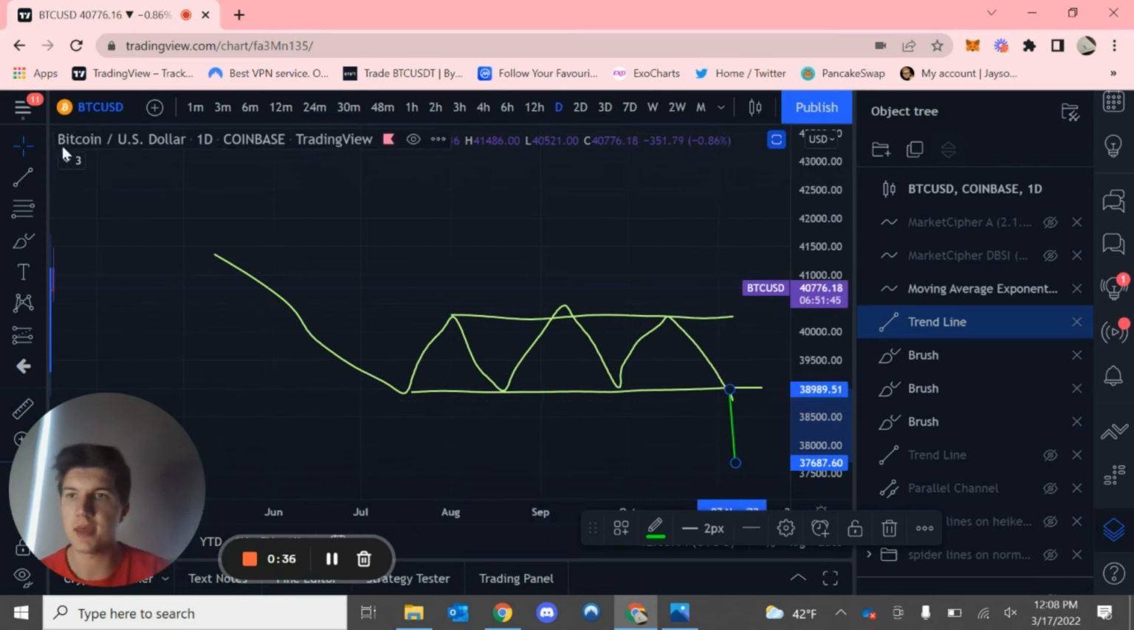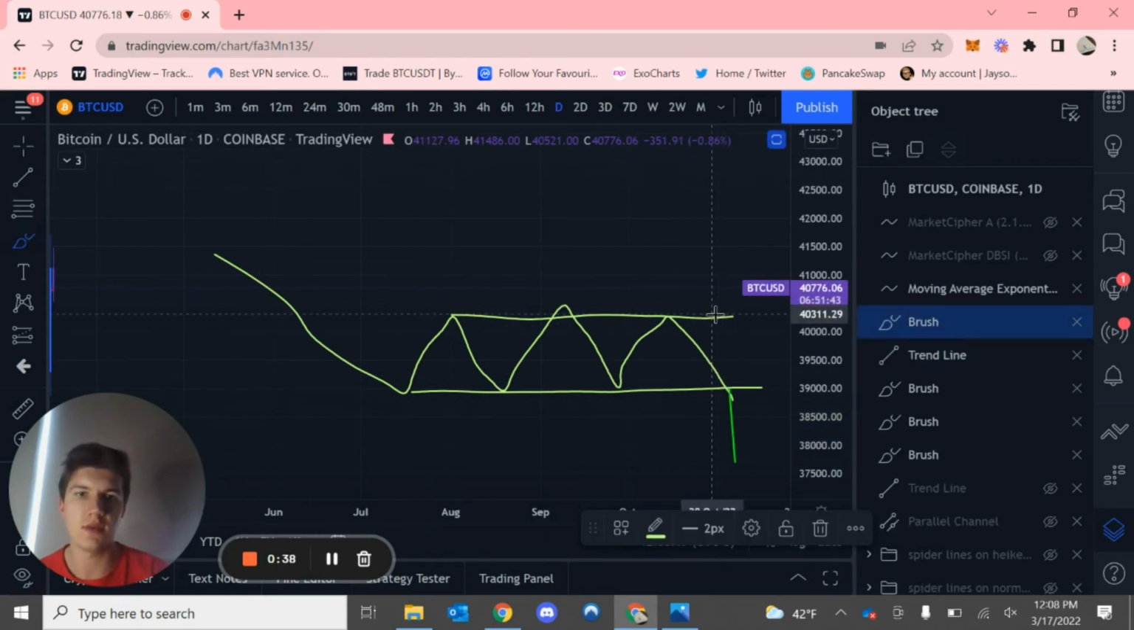Enter based off of that, and then what you can do is set your stop loss just above the resistance right there, and then finally this will be your take profit down there.